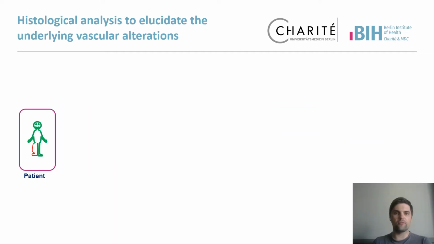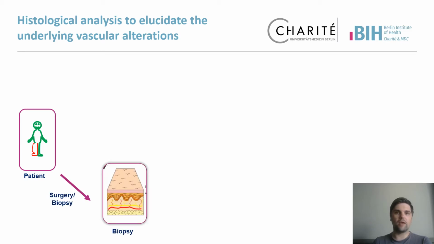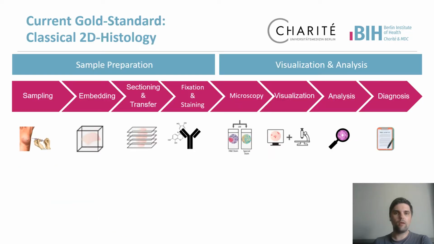For this purpose, we will use a tissue biopsy or sample, which was obtained from surgery or a simple punch biopsy. And according to the current gold standard in 2D histology, the sample is embedded, sectioned into very thin sections, transferred to glass slides, stained and finally visualized under a fluorescent microscope by researchers or pathologists. And based on the 2D analysis, the underlying vascular phenotype is described.